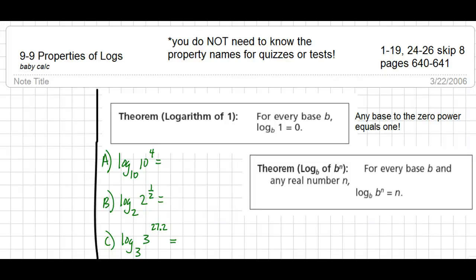This lesson is for Advanced Algebra, Lesson 9.9 on properties of logs. Students do not need to memorize the names of the properties, but they do need to recognize which properties to use, when, and how to apply them.